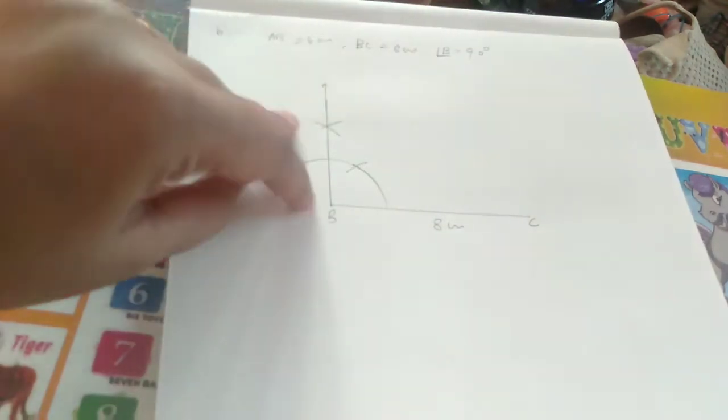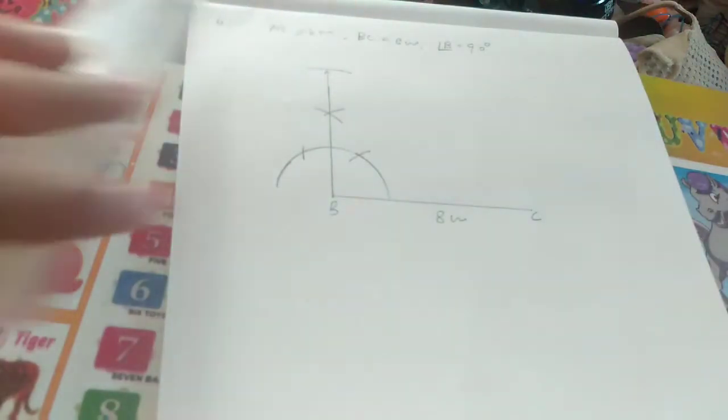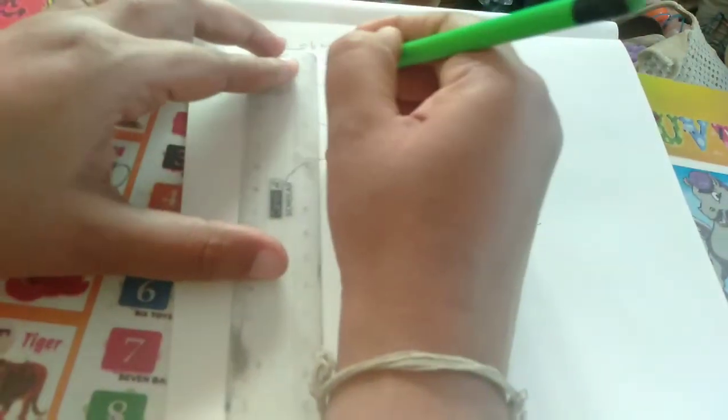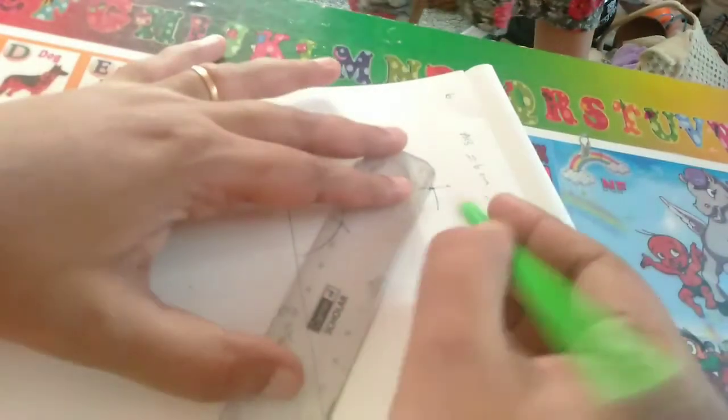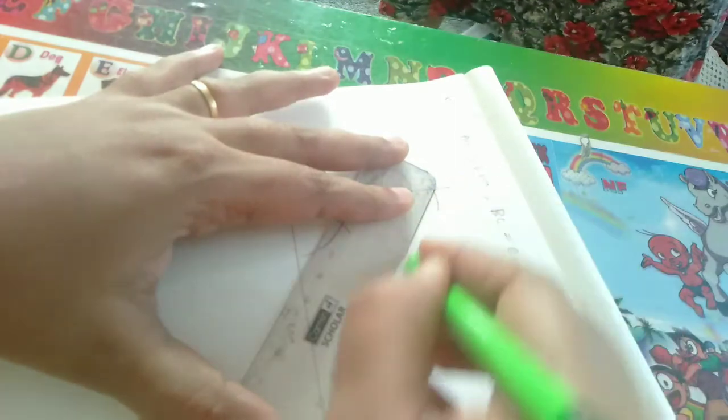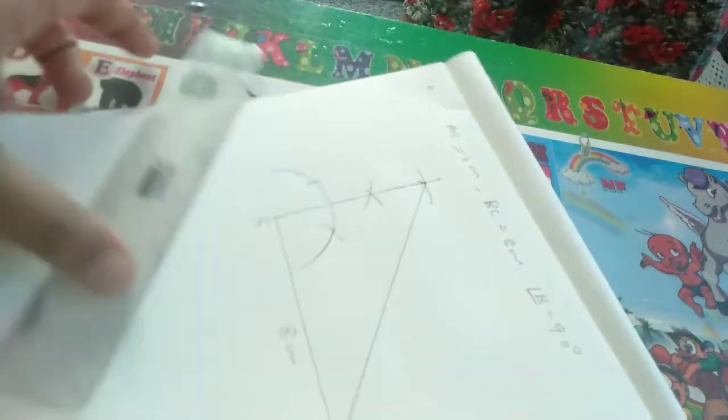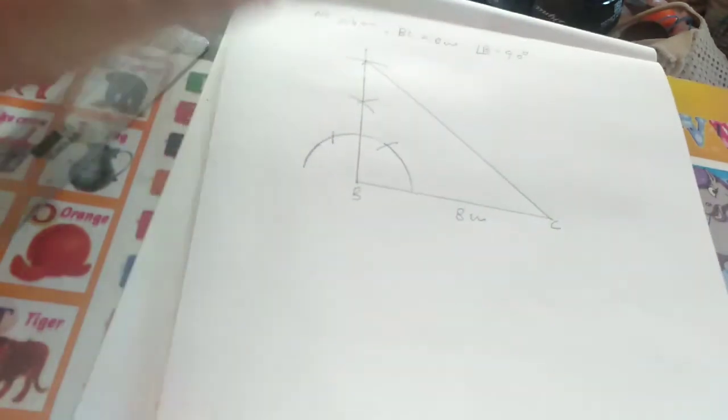So AB is 6 centimeters, here B. In A, keep here C 6 centimeters, you just cut one arc. Afterwards you should join this. So this point and C you should join. Okay, so this point to C you have to join. So we complete the triangle.